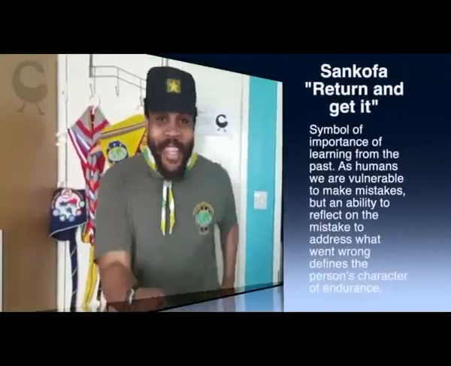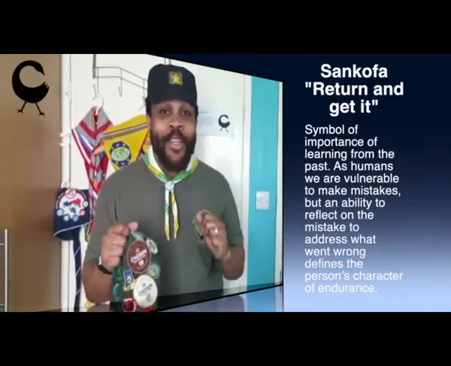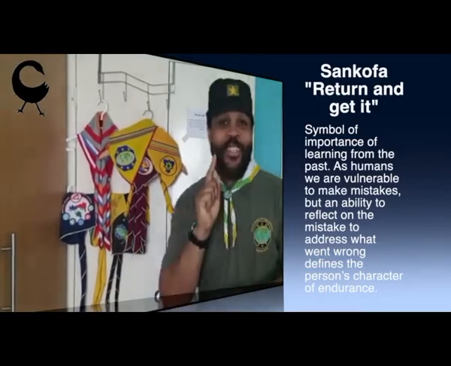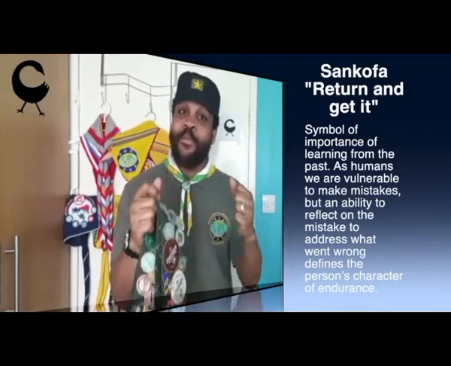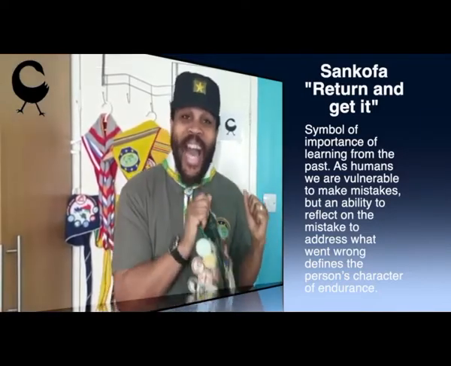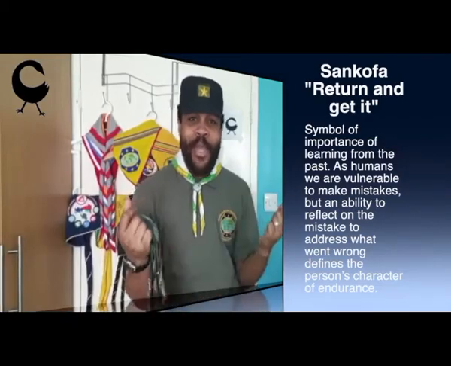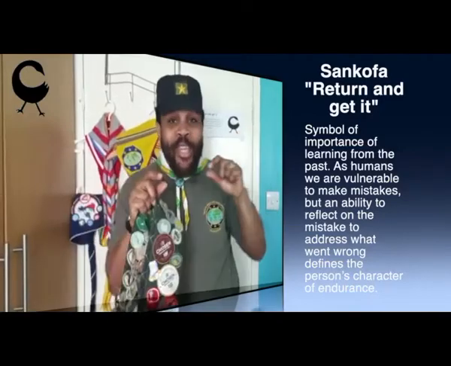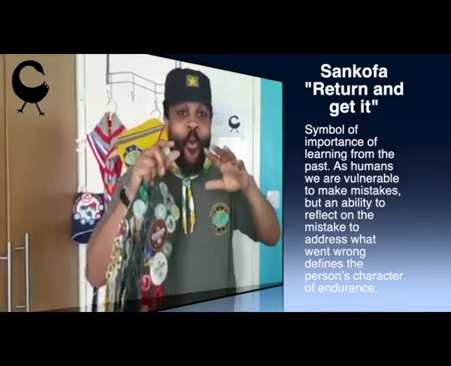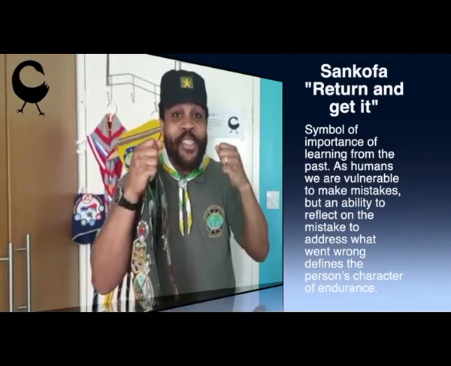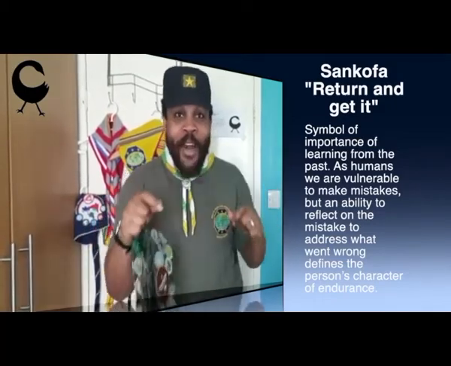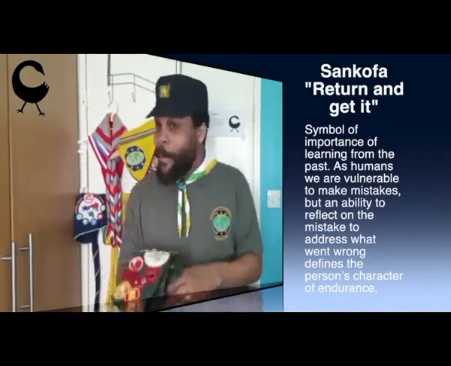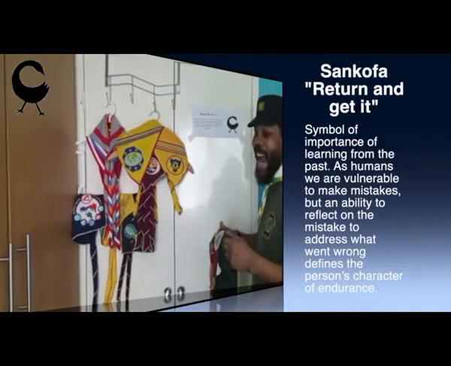Return and get it. Yes, we're here again with the Adinkra Honour, and we're discussing this symbol today. Return and get it, a symbol of the importance of learning from the past. We as humans are so vulnerable to making mistakes, but the ability to reflect or look back so that we can address or focus on what went wrong defines the person's character. That person, your character, my character, of endurance, which means to last long. So remember the symbol, return and get it.